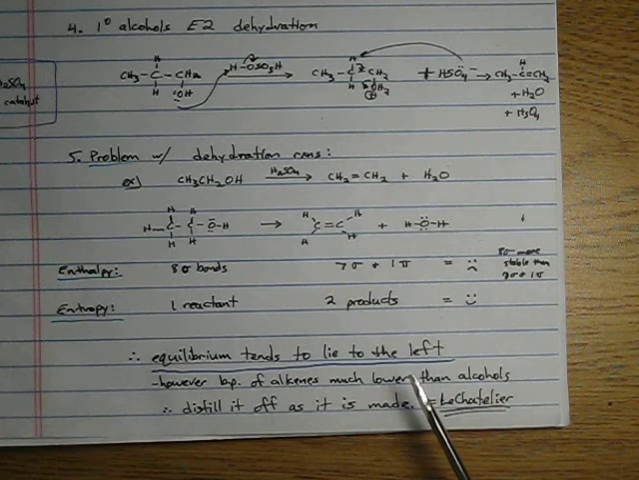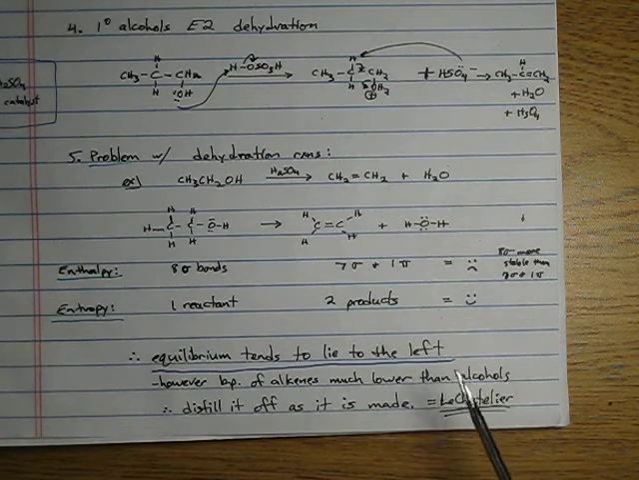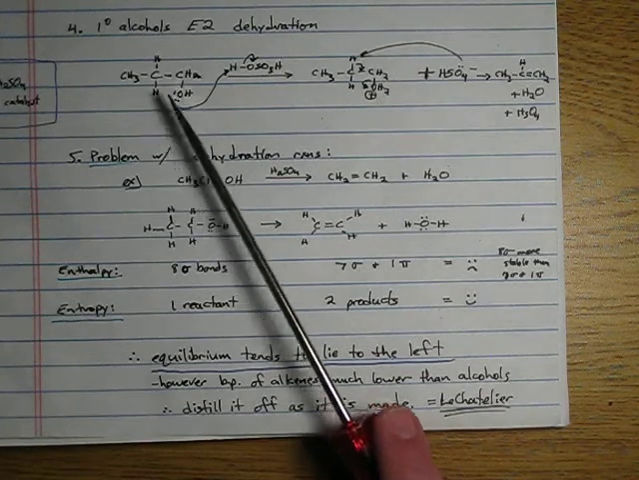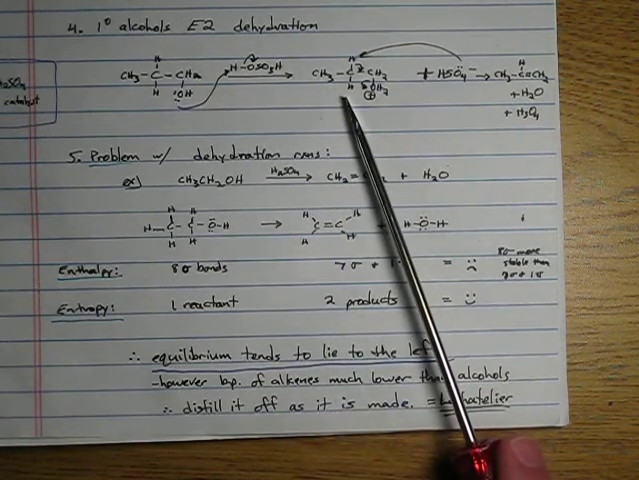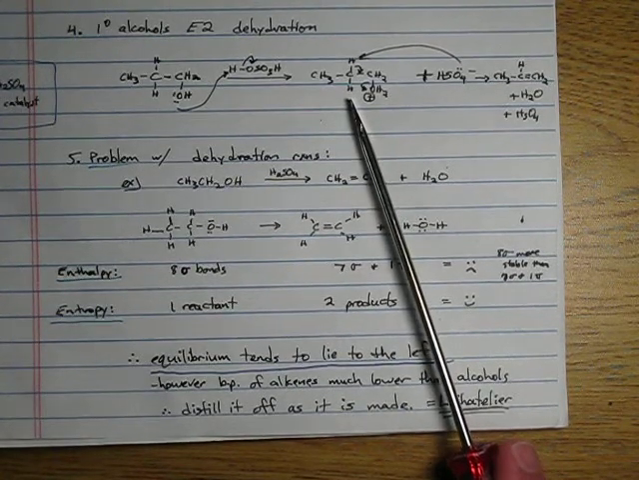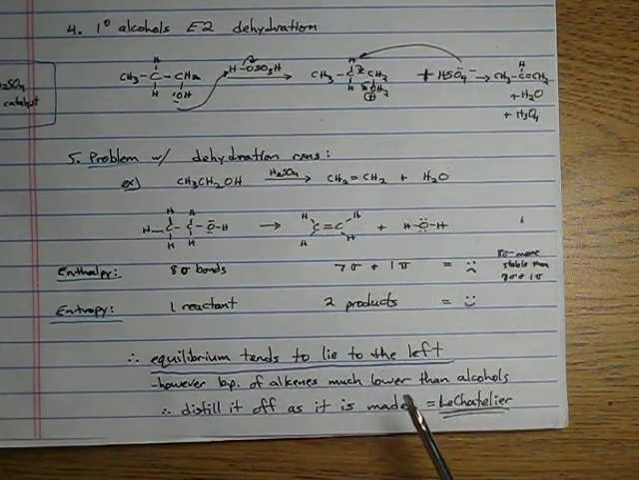So this all occurs in just one elimination step. We've got but two steps overall. First, you get the protonation step to make the alcohol the good leaving group, and then just a regular old E2 elimination in one step after that.